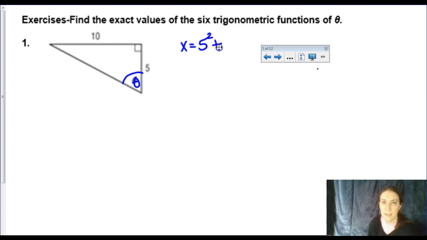So the 2 legs added together when they're squared gives us 125, right? So if I square root 125, I will break that down into 25 times 5.